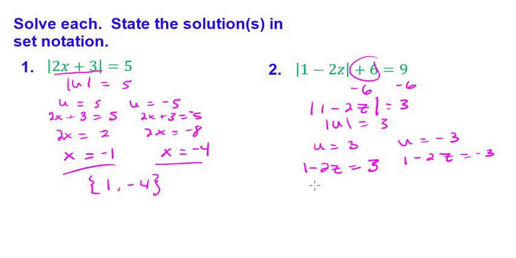So let's go ahead and subtract 1 from both sides. So we have negative 2z is equal to positive 2, and so z is equal to negative 1. We then have, for the second one, negative 2z is equal to negative 4, which means z is equal to positive 2. And the set builder notation for the solution will be negative 1, comma, positive 2.